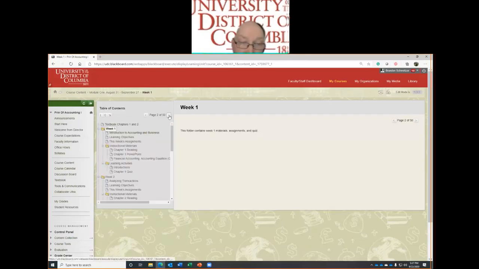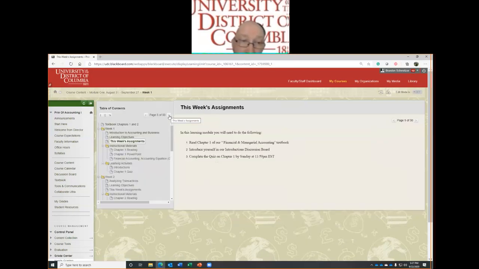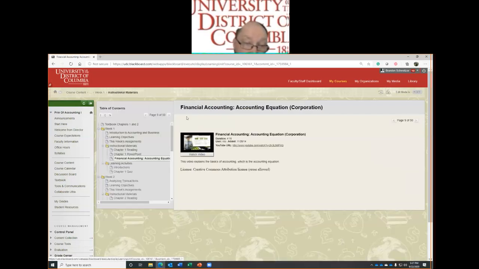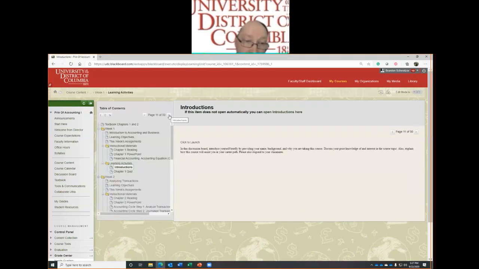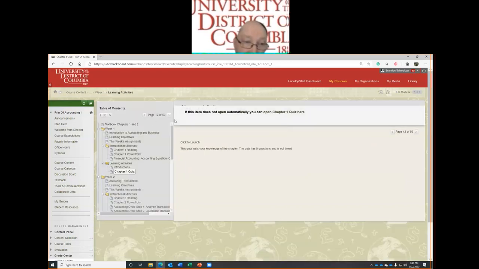If you keep selecting this next page button, it'll have you read the objectives and weekly assignments. It brings you into the learning materials. The PowerPoint presentations are attached here. Keep selecting that next button, that next page. A couple of videos are embedded. When you get down to learning activities, on page 12 of 50, within that learning activities folder, you should see this Chapter 1 quiz.